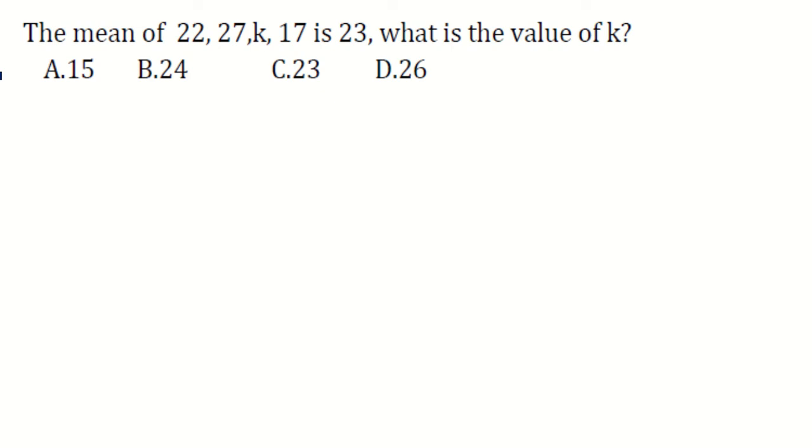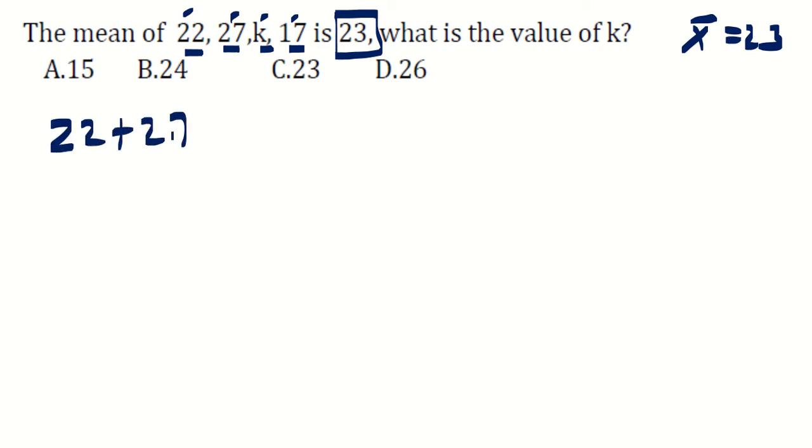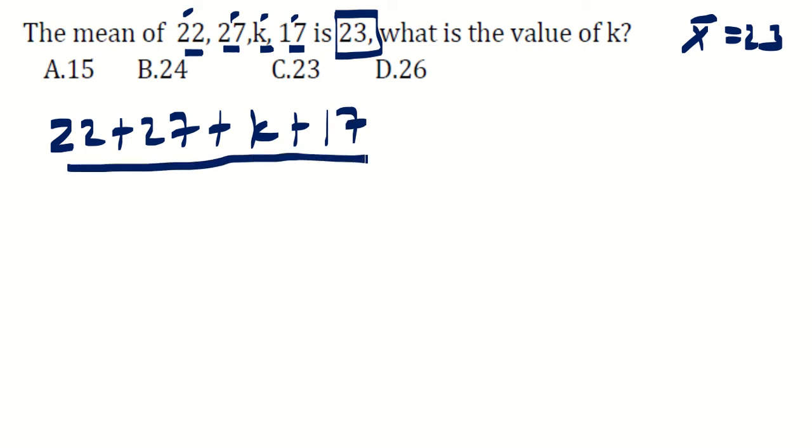The next question says the mean of 22, 27, K, 17 is 23. The mean is already given to you: 23. How many data do we have? 1, 2, 3, 4. 4 data we do have. So what is the value of K? Okay, so what to do? 22 plus 27 plus K plus 17, the whole over how many data we added? 1, 2, 3, 4. 4 data, divided by 4. Mean means total sum divided by total number of elements or data. Total data we have is 4, and the mean value is already given to you, 23.